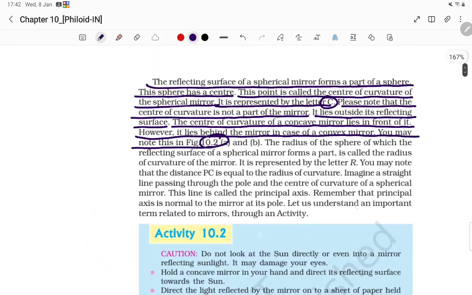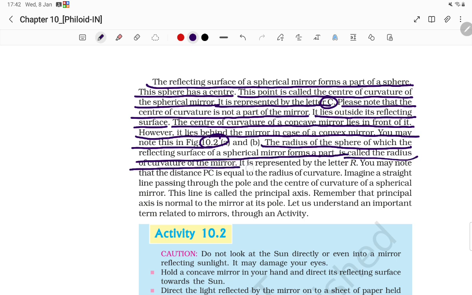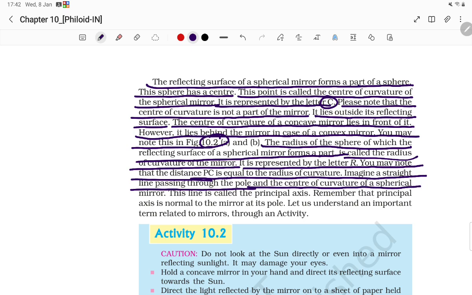Now the radius of the sphere of which the reflecting surface of a spherical mirror forms a part is called the radius of curvature of the mirror. It is represented by the capital letter R. You may note that the distance PC is equal to the radius of curvature. Imagine a straight line passing through the pole and center of curvature of a spherical mirror. This line is called the principal axis. Remember that the principal axis is normal to the mirror at its pole.